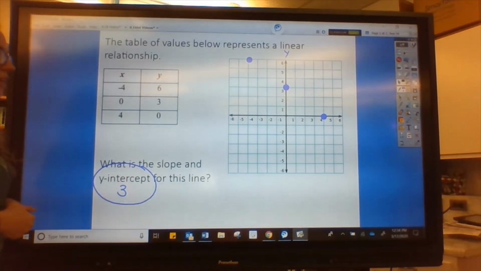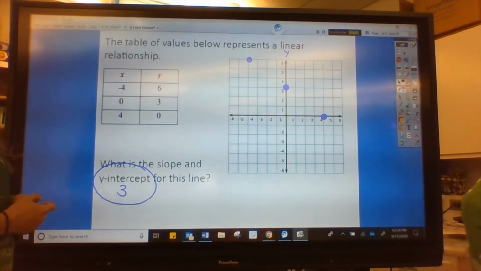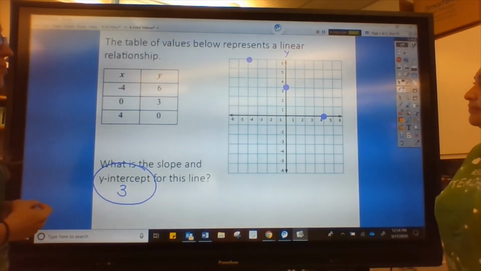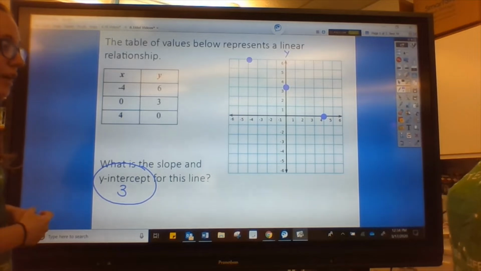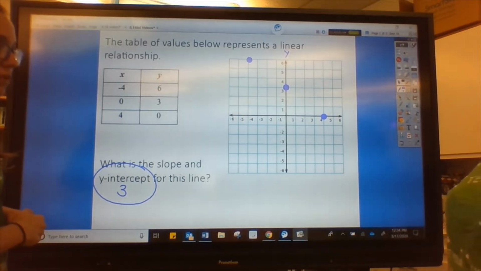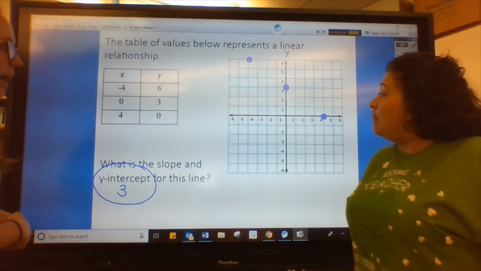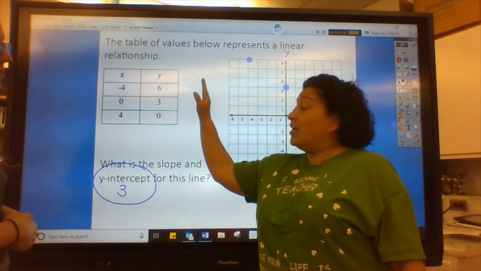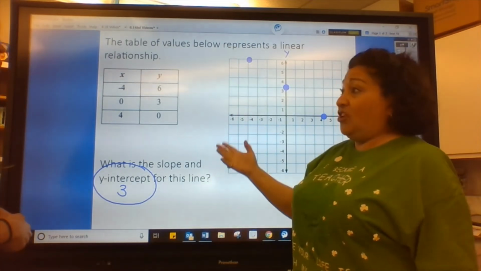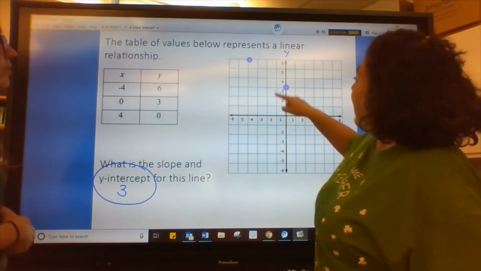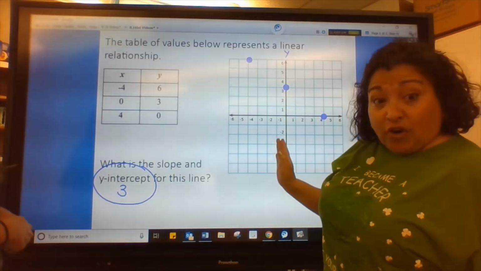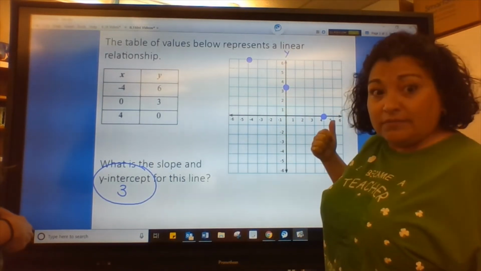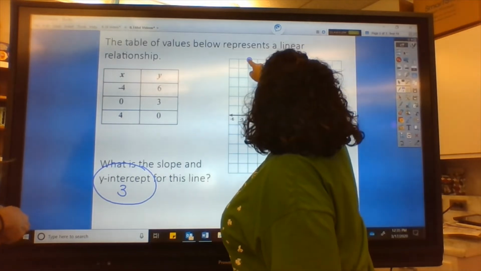Perfect. Then we're going to count the slope. We can start from whatever point we want, and we count to the next point. Remember, you always start from the left, the furthest point left. Then we're either going to go up or down first, and then we're always going to go right.